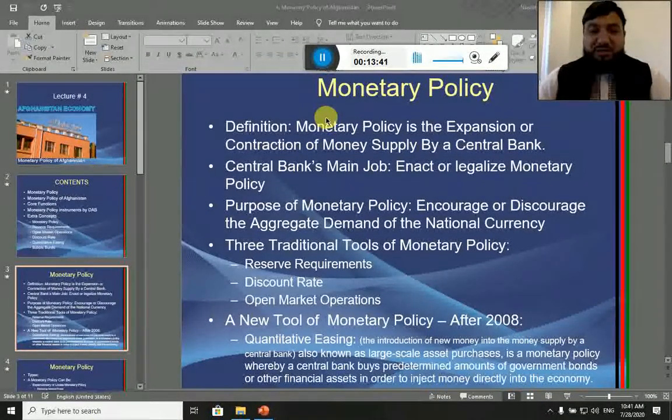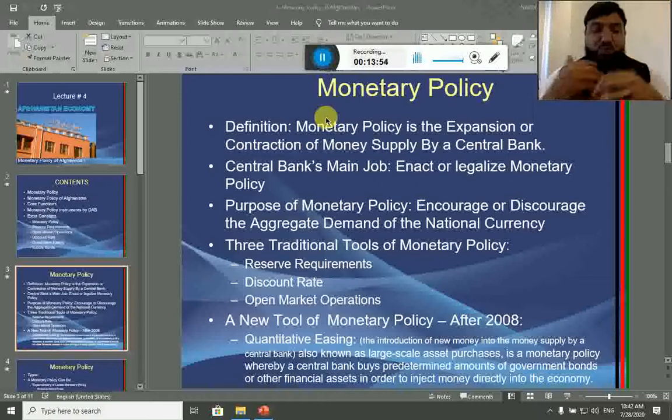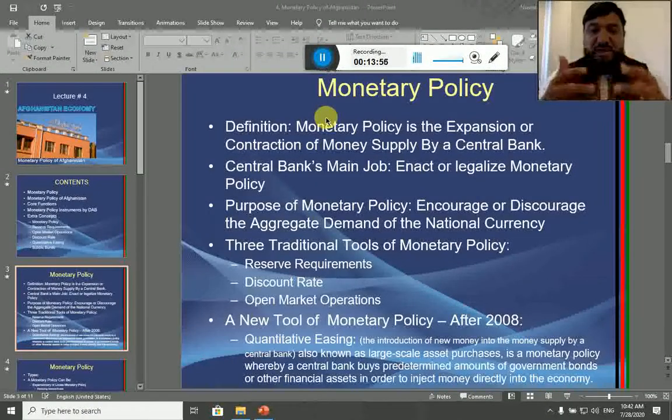Okay, when the reserve requirement rate is made less, all the commercial banks operating in a country bring less money to the central bank. So more money remains in circulation within the market. With the help of this, supply is increased, right?